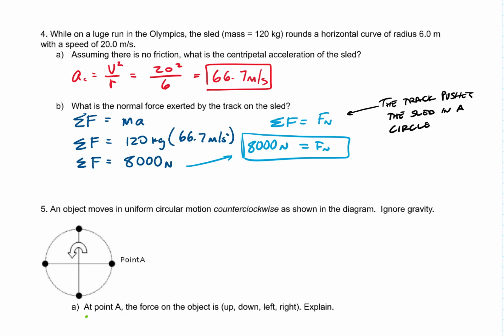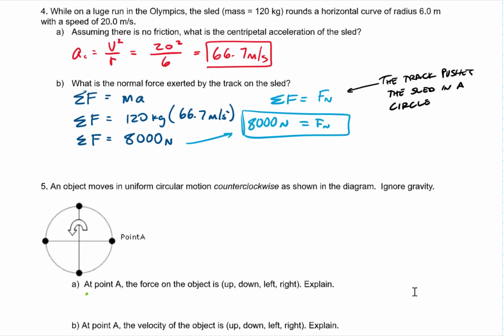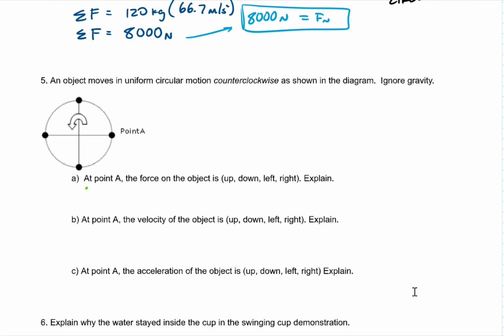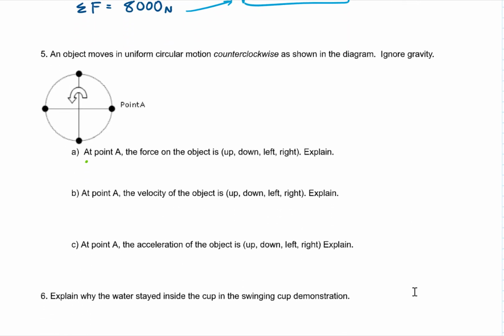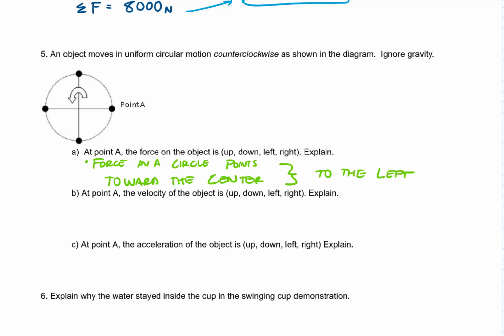That's what we get. Number 5, an object moves in a circle counterclockwise as shown. Ignore gravity. At point A, the force on the object is towards the center. Forces in a circle are always towards the center. They point to the center. So at point A, the force is going to be to the left.